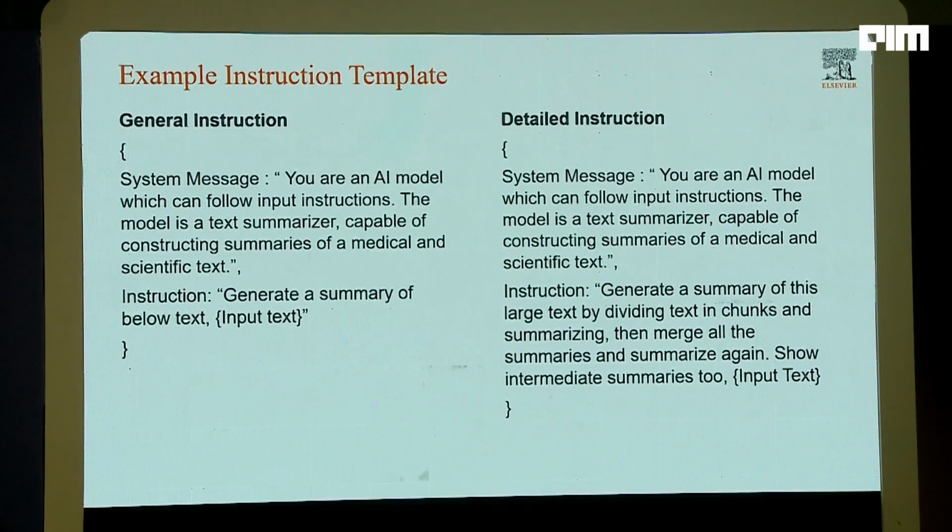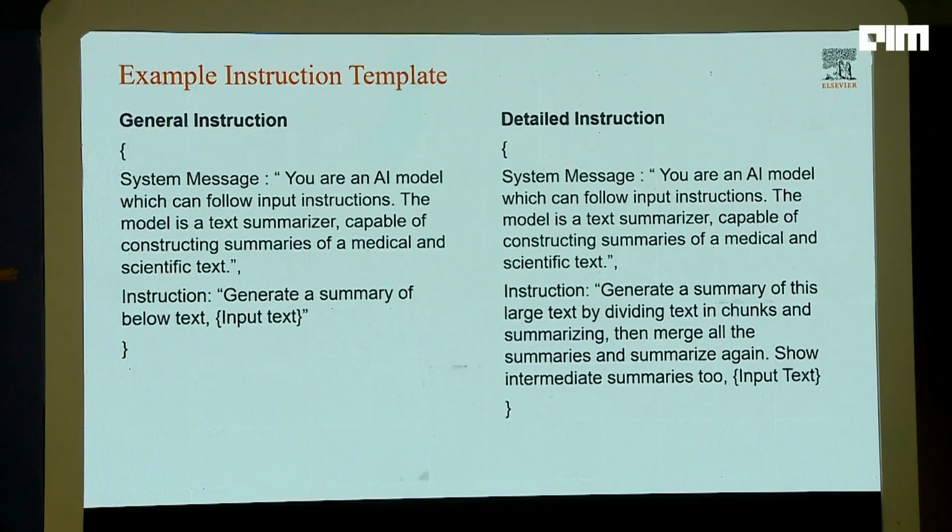On the other hand, in the second prompt, the system message is the same, there is no change in the system message. But if you check the instruction: generate a summary of this large text by dividing the text into chunks, then summarize each chunk, then merge all the summaries and summarize it again. So this is quite a detailed instruction which is being given to the model, and show the intermediate summaries too.